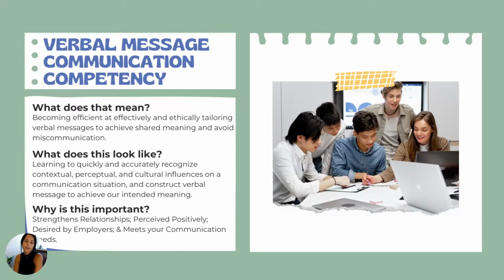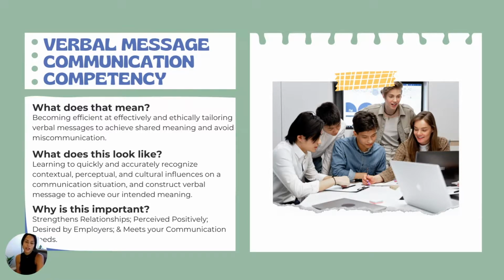All right, so verbal message communication competency. What exactly does this mean? When we learned in the first chapter what communication competency is, it's really learning how to be an effective communicator regardless of the context or the situations that you're in. So when it comes to verbal message communication competency, what does it mean? It means becoming efficient at effectively and ethically tailoring verbal messages to achieve shared meaning and avoid miscommunication.